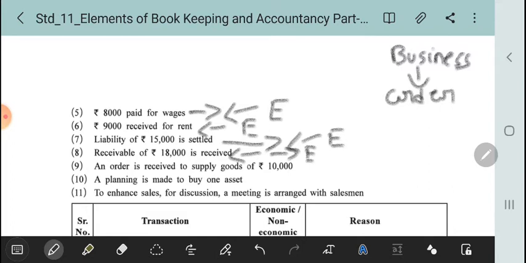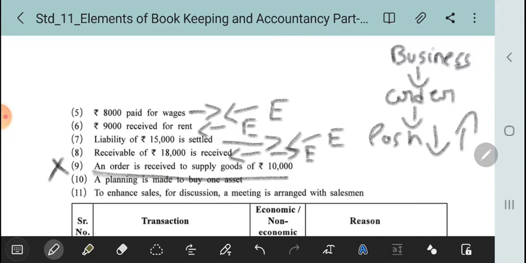Okay, so here in all the transactions you saw that we were getting cash or we were giving cash, but here we are seeing that we are not getting cash and not giving cash. Here we are not getting service or goods and we are not giving the service or goods, so there is no transaction happening here. So ultimately what we can say is transaction number 9 is a non-economic transaction.